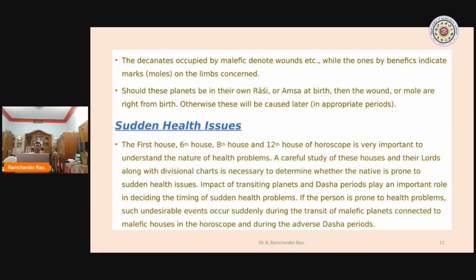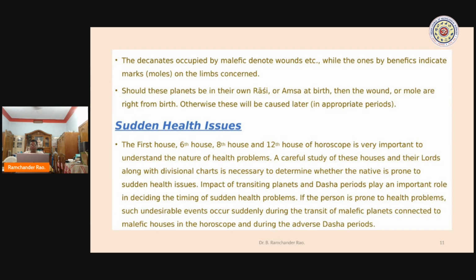You see the planet that is running there. If it is malefic, and the same planet is placed in the D16 in the 6th, 8th or 12th bhava, then that period will not be good. That impact will be on the native. So a careful study of these houses and their lords, along with the divisional chart, is necessary to determine whether the native is prone to sudden health issues.